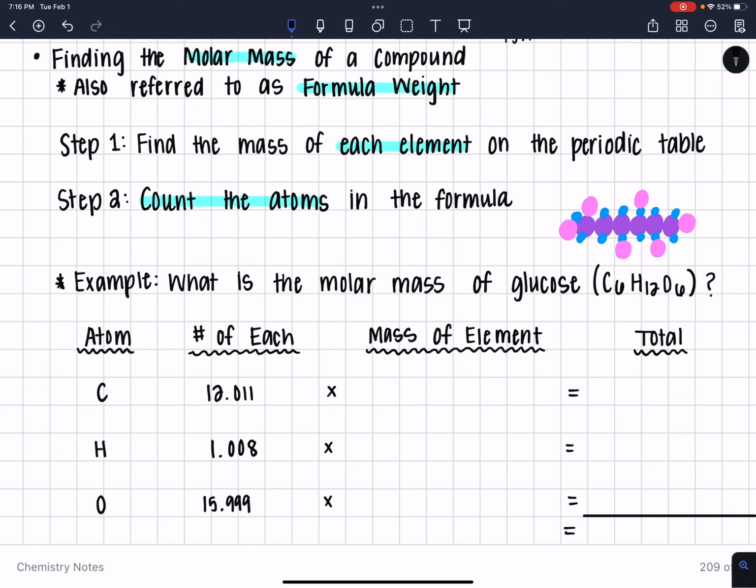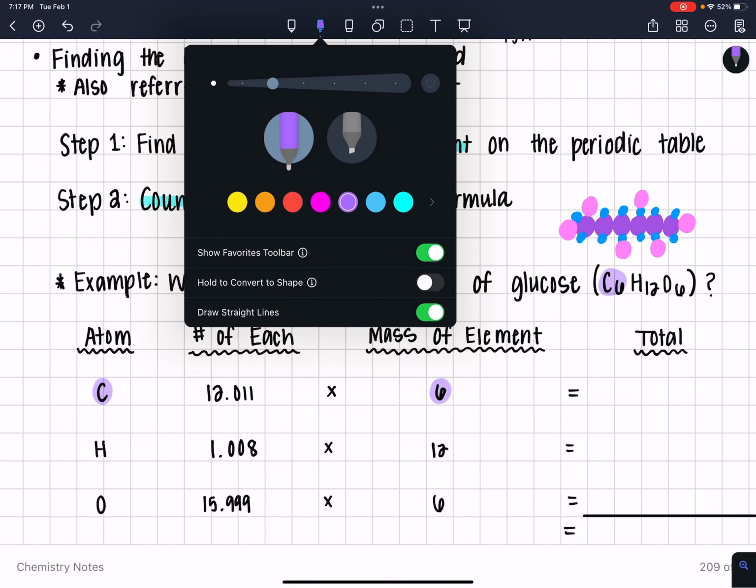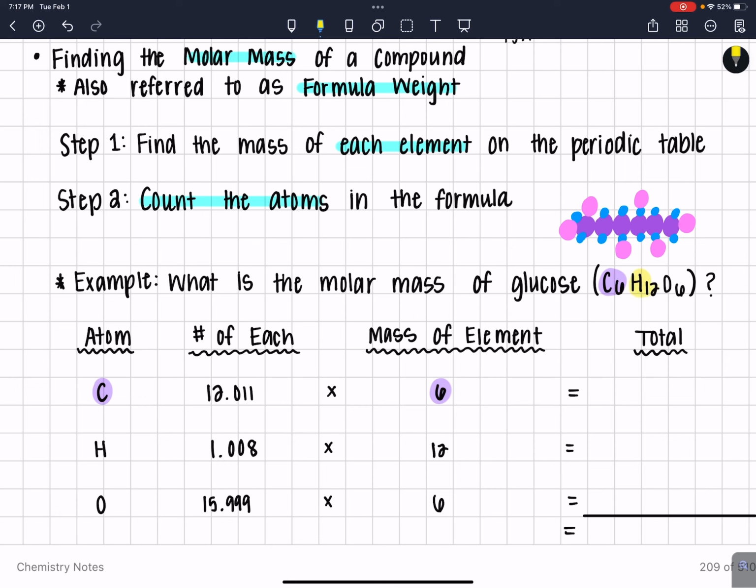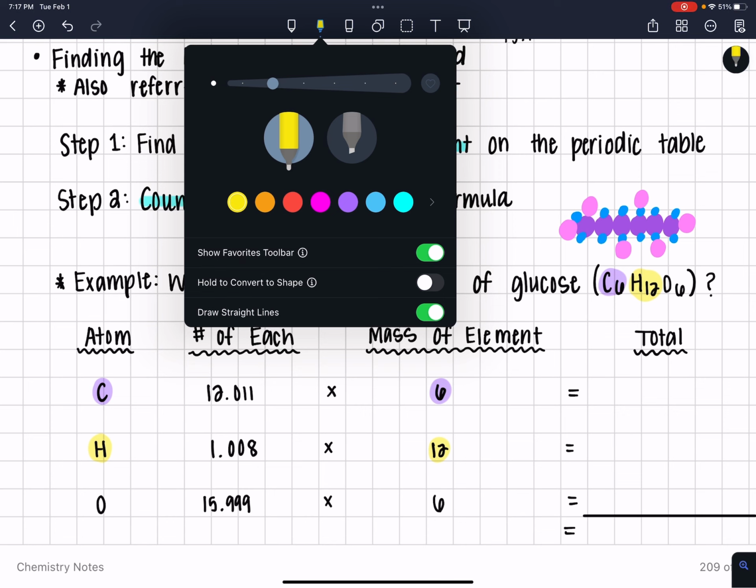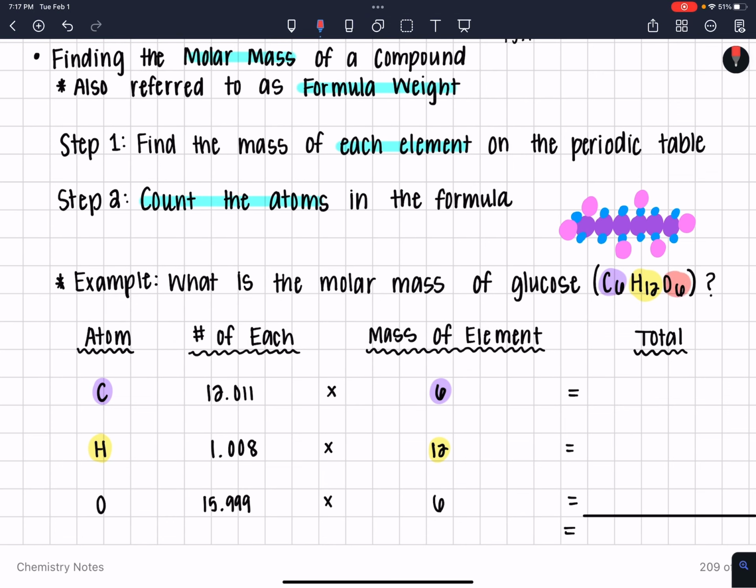15.999. Now, since there are 6 carbon atoms and 12 hydrogen atoms and 6 oxygen atoms, I'm going to multiply the weights of these elements by the number of atoms there are in the formula. And I'm just going to highlight where I got these numbers from. So the C6 told me there were 6 carbons, the H12 told me that there were 12 hydrogens, and O6 told me that there were 6 oxygens.